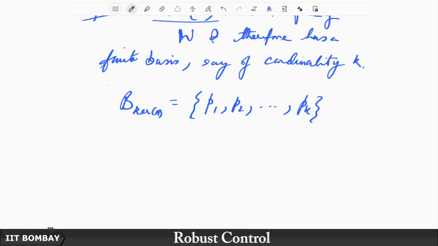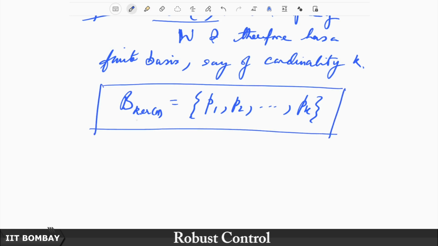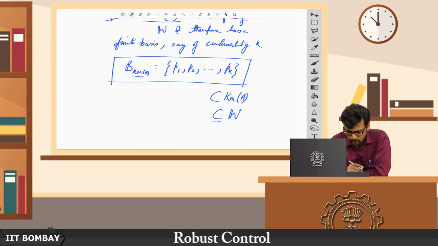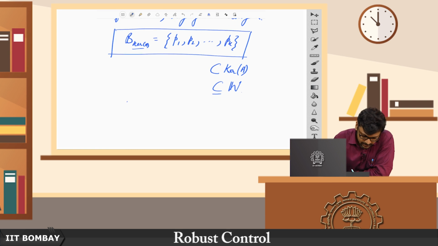Because remember, the moment I say that this particular set is a basis for the subspace that is the kernel of A, this turns out to be a linearly independent set in W. So this set is contained in the kernel of A, which is in turn contained in W. Therefore, this basis that I have just put to you as a basis for the kernel of A is a linearly independent set in W as well.